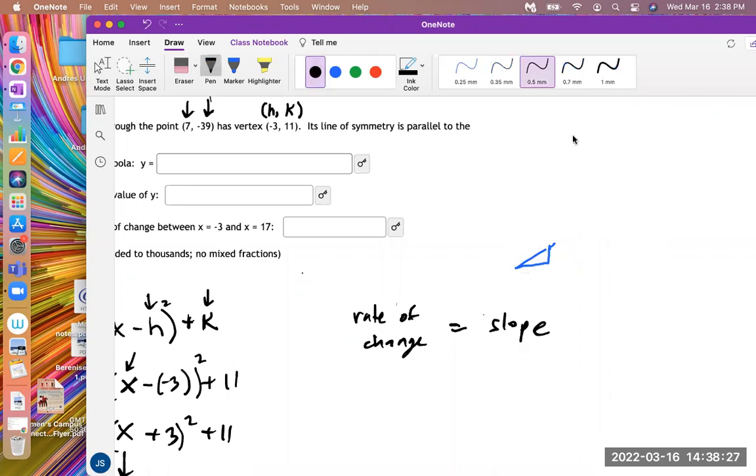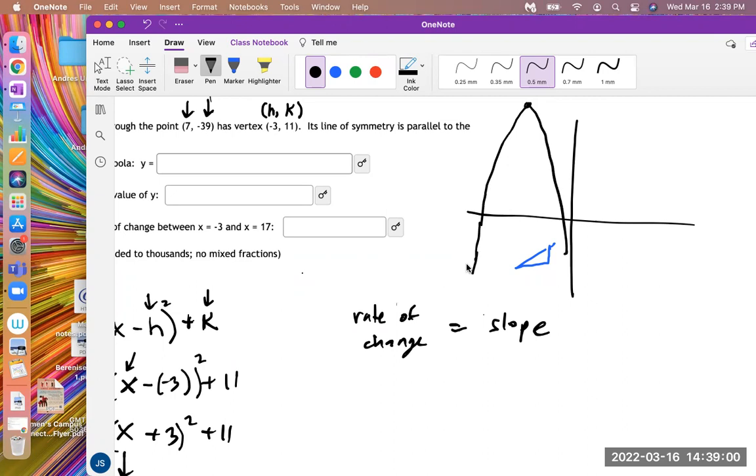But now we're looking at a parabola, and this is not a straight line. So let's just say it's up here, the vertex, and let's just say that this is what the parabola looks like. Well, these are not straight lines.